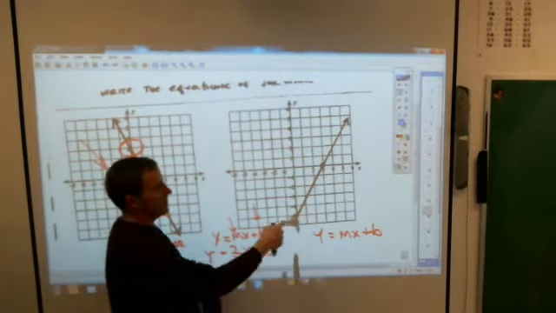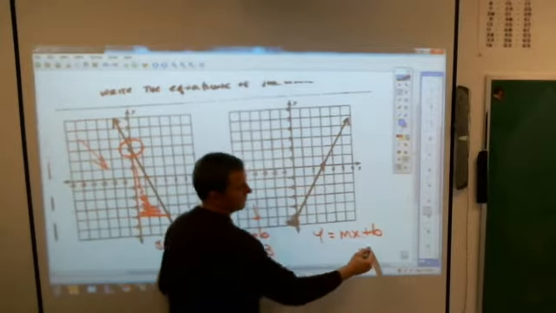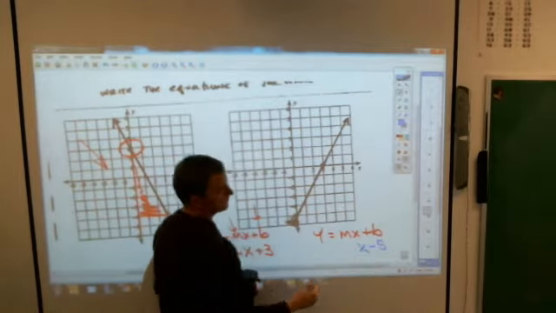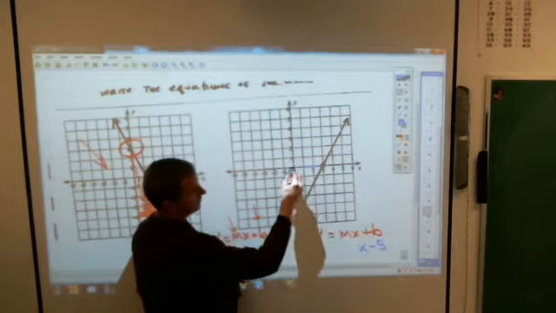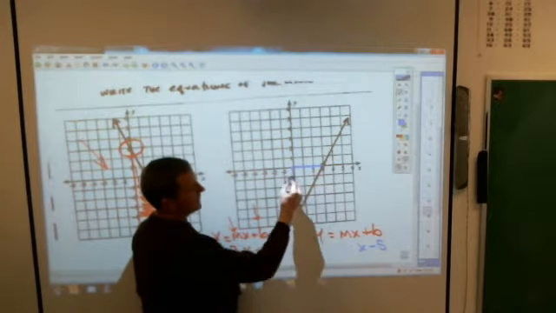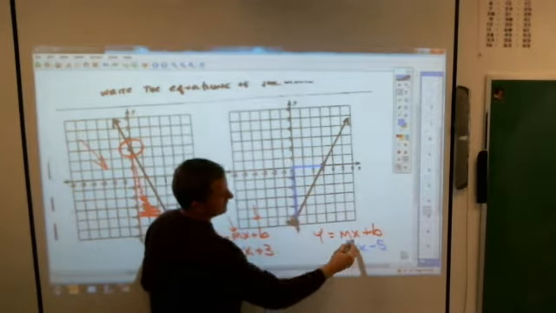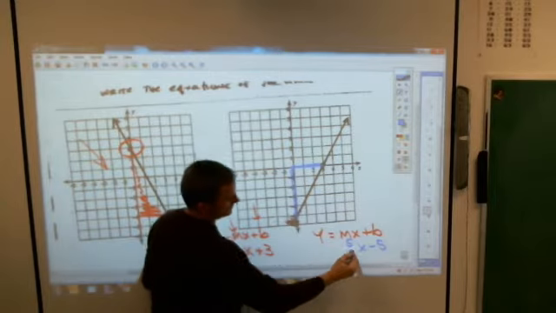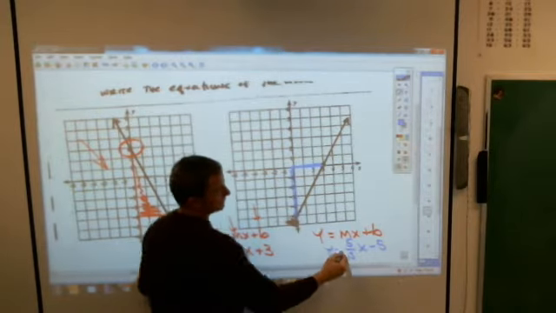Where does this cross? There, what is its slope? 5/3. Now you gotta make sure it's the up number, it's 5 up, 3 over, and it's positive slope.